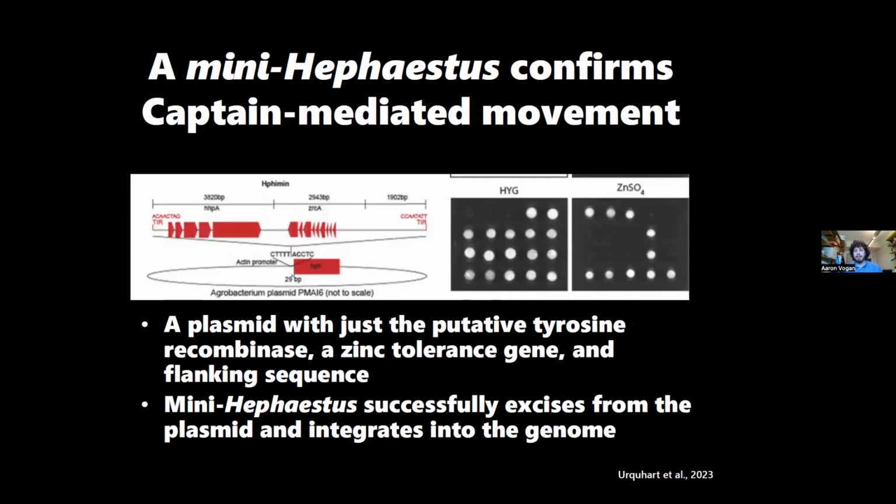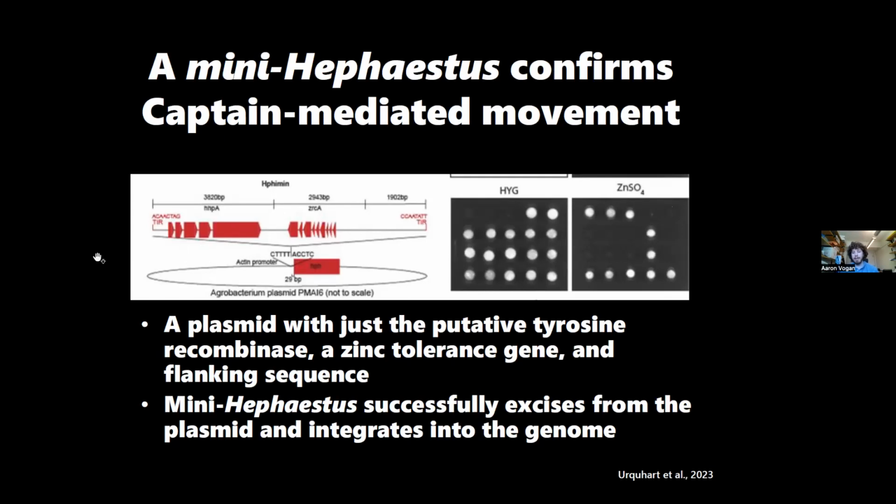He then went a step further and constructed what he calls mini Hephaestus, where he just sort of took the beginning, including the captain gene, the tyrosine recombinase, the very end, and then that zinc reporter gene. And he put that in the genome so that he could sort of monitor the movement at a higher throughput. And that's exactly what he was able to do. It still works. So that sort of shows that this minimal component still has all of the basic needs to jump around, kind of helping to confirm that it is this captain gene that's moving this.